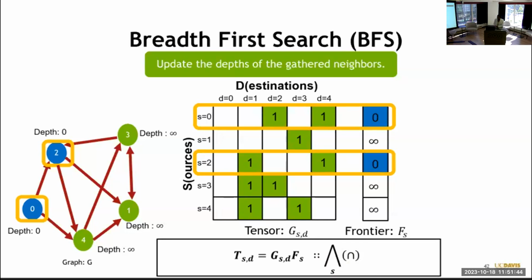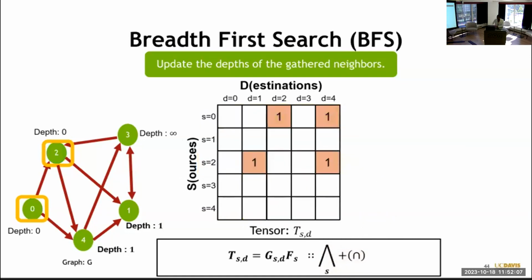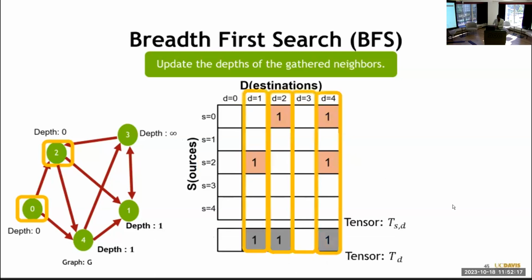Now, breadth first search also needs to update the depths at which each neighbor is found. This requires looking into the current depths of the frontier and the edge weight, which is 1. And for each of the gathered neighbors, we add their edge value to the current depth of their source vertex in the frontier. In our extended notation, we apply addition as our compute operator. And this gives us a temporary result where for each source that was in the frontier, in this case, vertices 0 and 2, we have a temporary depth value for each of its neighbors.